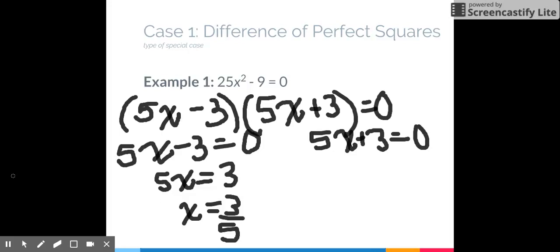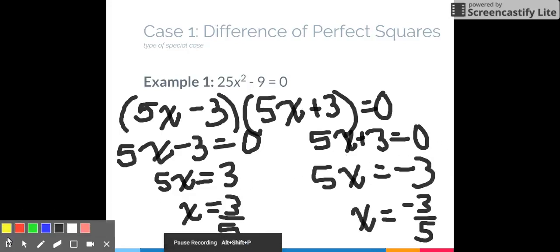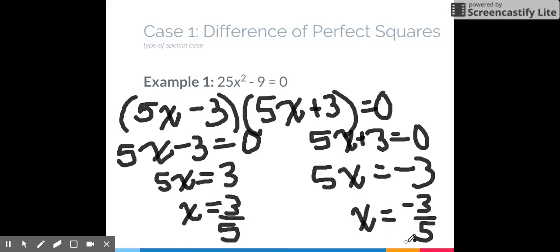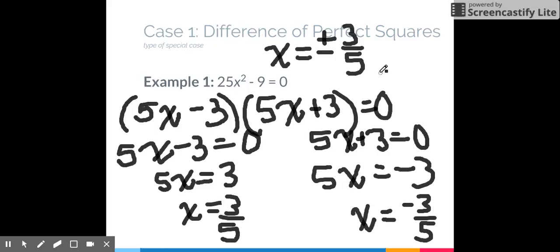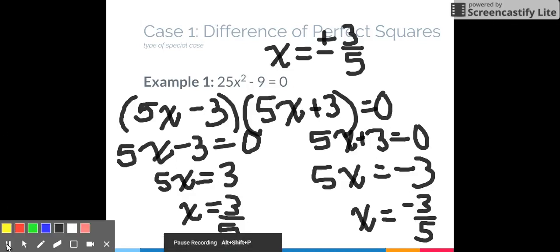Now we're going to do a similar method to solve 5x plus 3 equals 0. And we subtract 3 from both sides, divide by 5, and we get x equals negative 3/5. So you might notice that these are basically the opposite of each other, right? We have 3/5 and then negative 3/5. So we can actually write it like x equals plus or minus 3/5. So x equals plus or minus 3/5 would be your x-intercepts, and it's the solution to this quadratic. So we factored it here, and we solved for it and got x equals plus or minus 3/5.